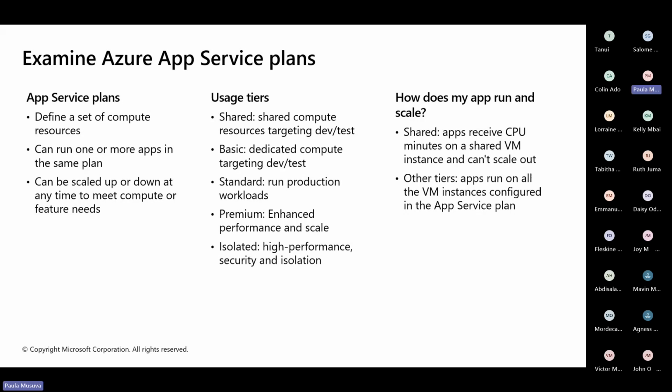Then you have standard, which will be the best suited option when you're running production web apps, right? You want a stable environment, okay? So that one you can select the standard tier. Then you can go premium, which allows now for enhanced performance and scaling, which is where we were talking about scaling up and down. You can also select isolated, which is even for higher performance and also gives you security and isolation.